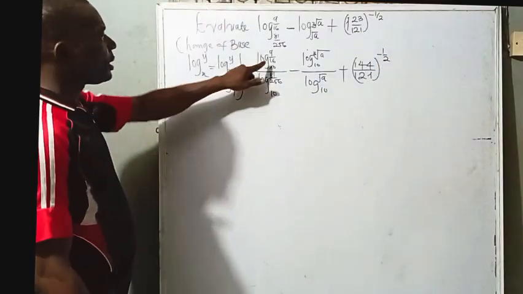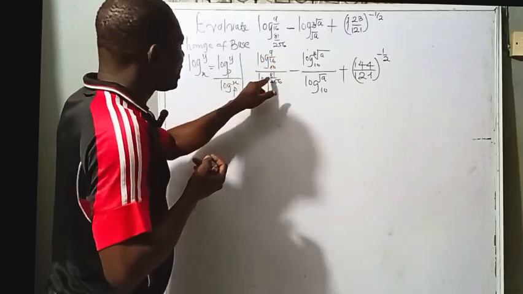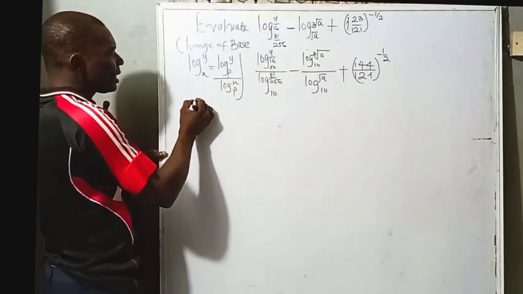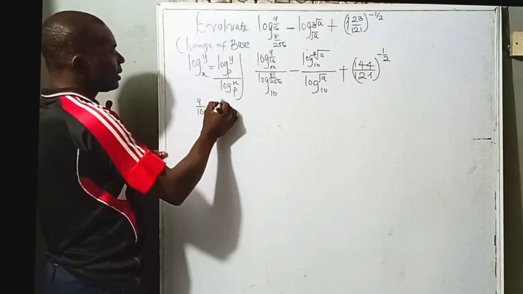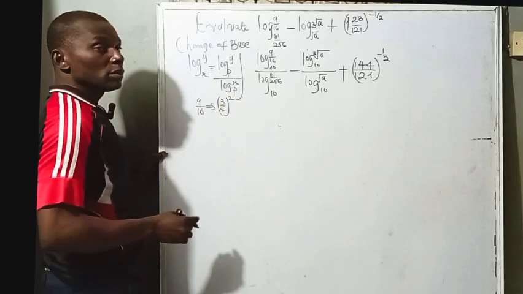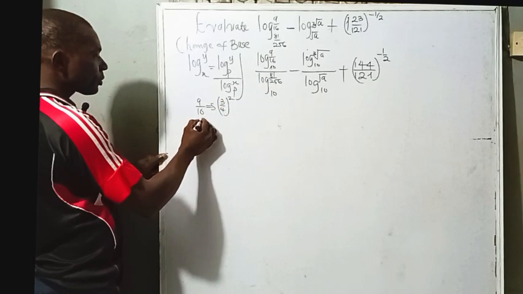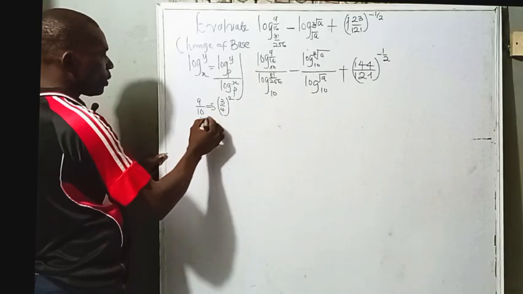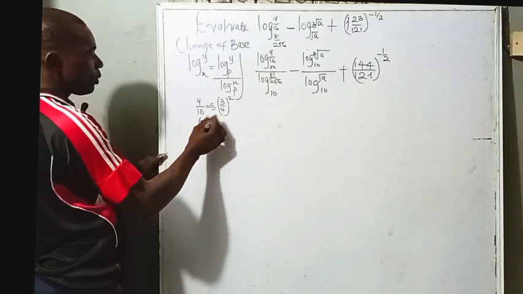Now, if you take a very good look at 9 over 16 and 81 over 256, they have some peculiarities. That is, 9 over 16 can also be expressed as 3 over 4 raised to power 2. Then 81 over 256 can also be written as 3 over 4 raised to power 4.